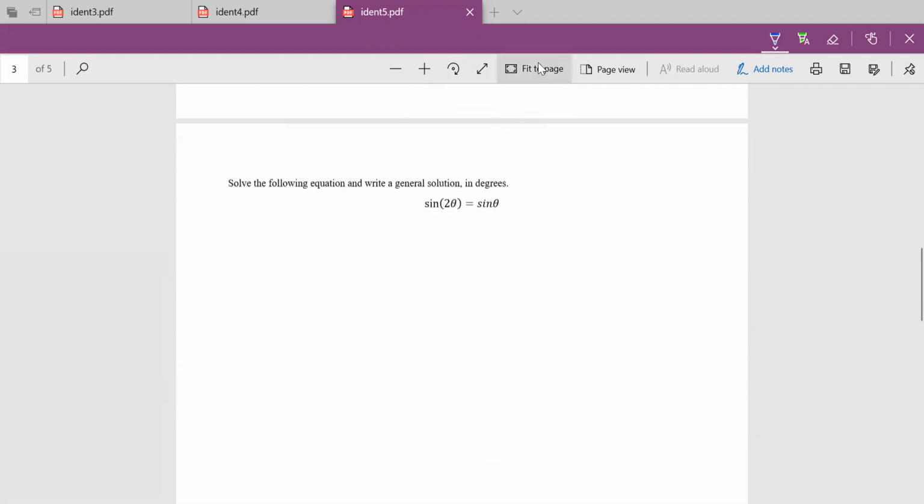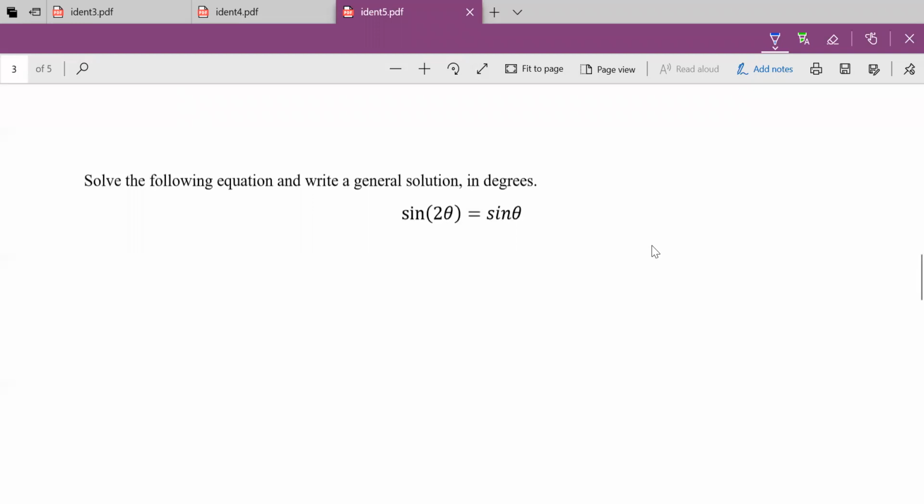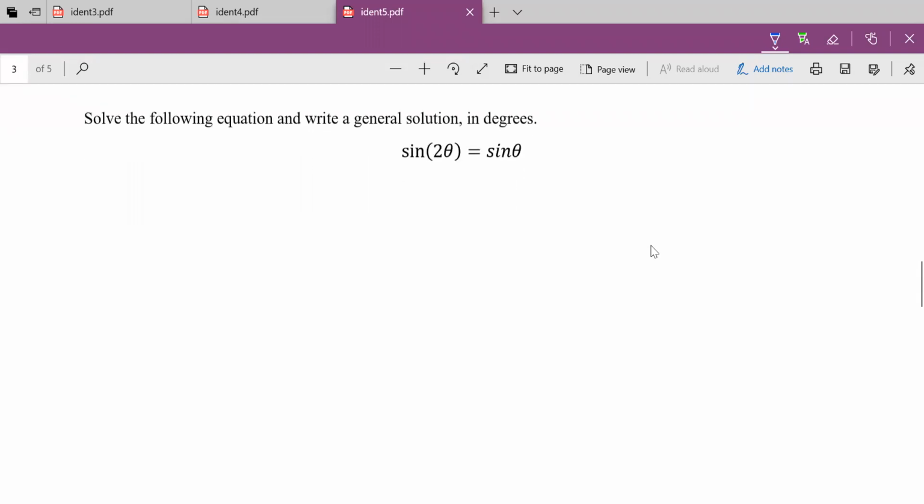Let's solve the following equation and write a general solution in degrees. The first question I have to ask myself is, when do I need to use an identity? Well, I'm going to use an identity here because one of my angles is a double angle and one is a single angle. So that's an immediate hint that I want to use an identity. I also want to use identities when I've got, say, cos squared and a sine, like that. I can't solve it. It's two different functions. So we're always looking to see if we can make our functions look the same.